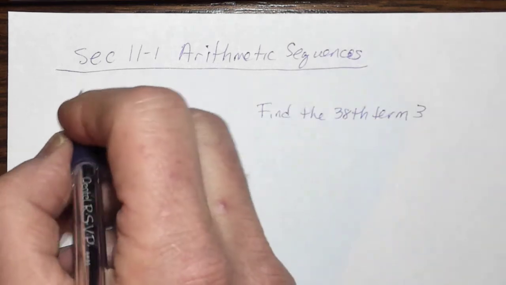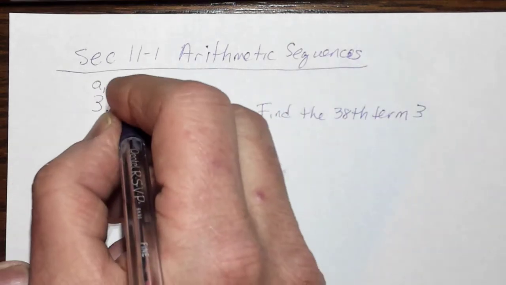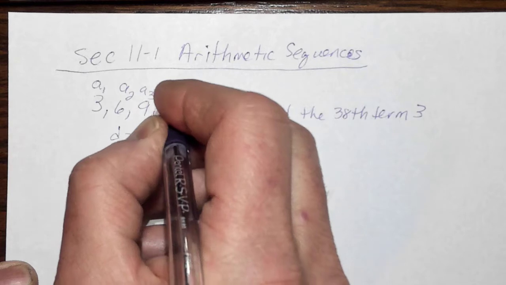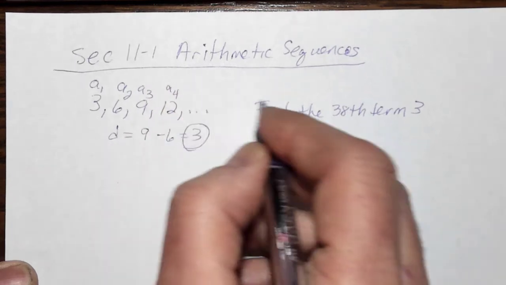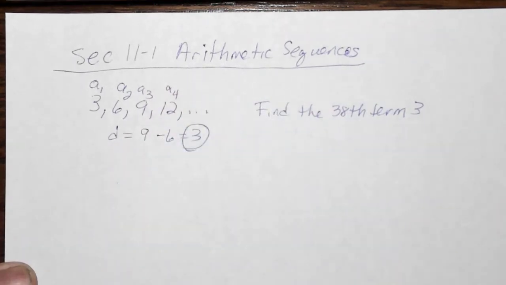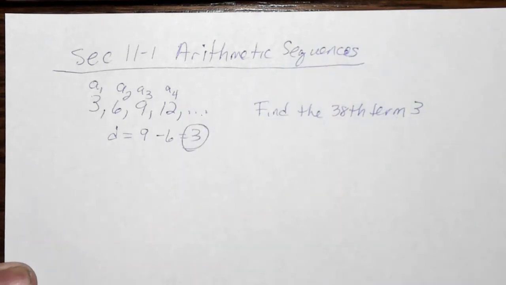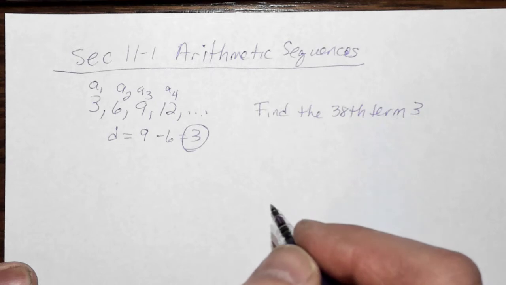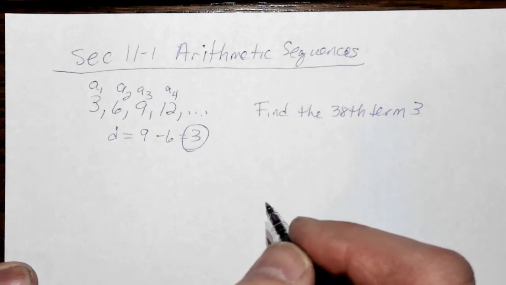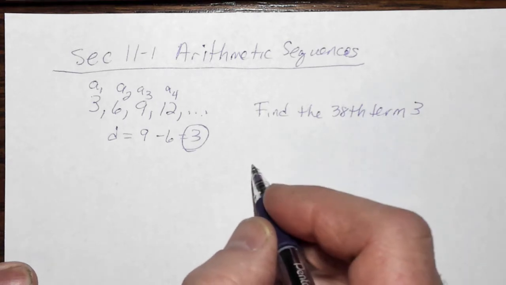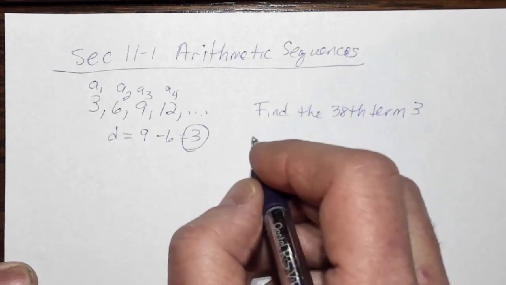If I went out here, remember this is a sub 1, a sub 2, a sub 3, a sub 4. I'd want to go out until I found the 38th term that appears on that. I could start listing these out and count until I got to the 38th one, but that doesn't sound like fun to me. So we're going to develop a formula for how to find that term without having to write them all the way out. And we do that just by looking at each of the terms.